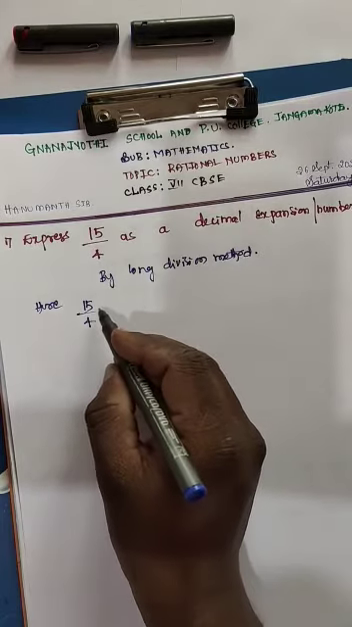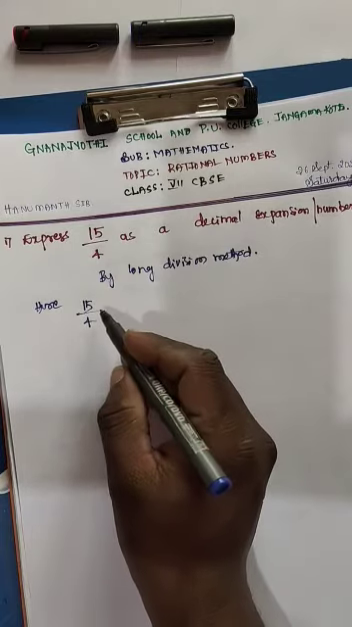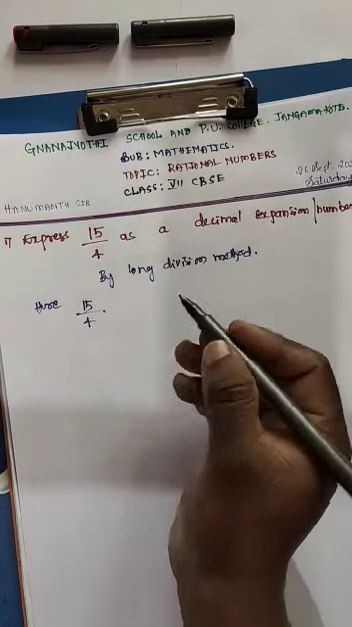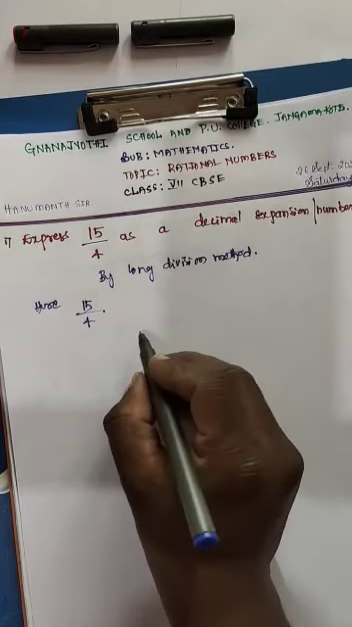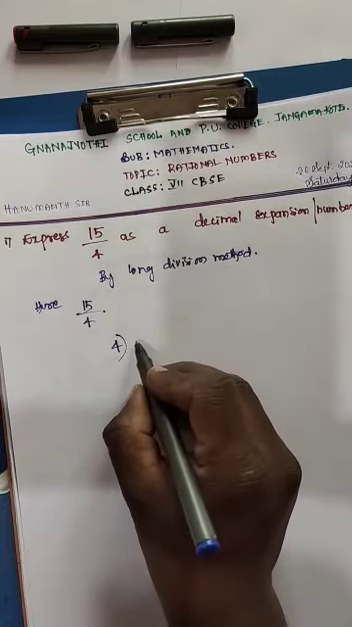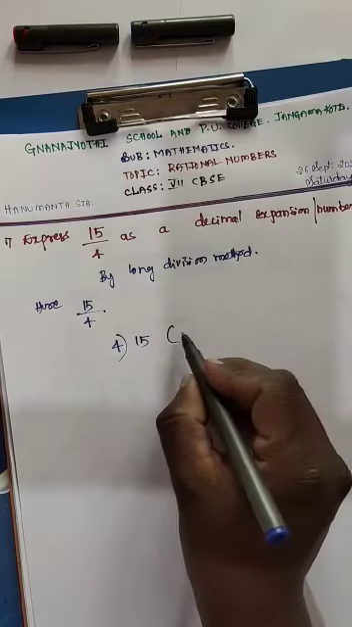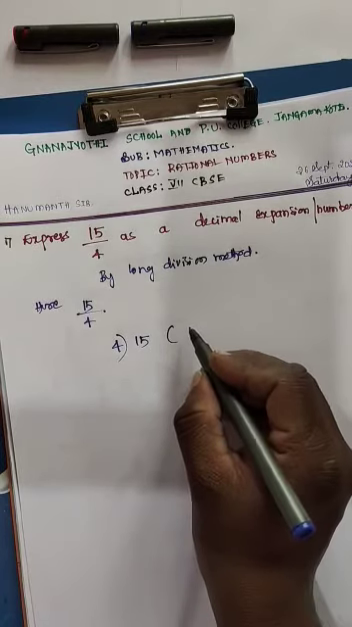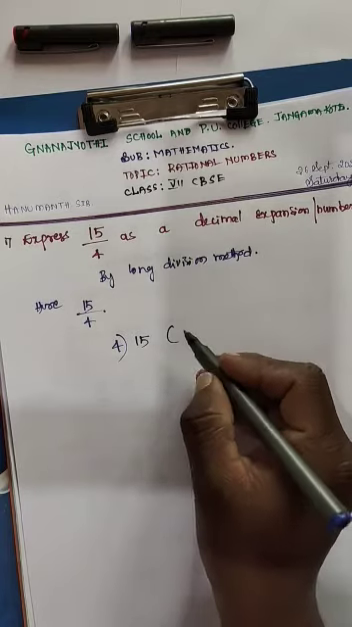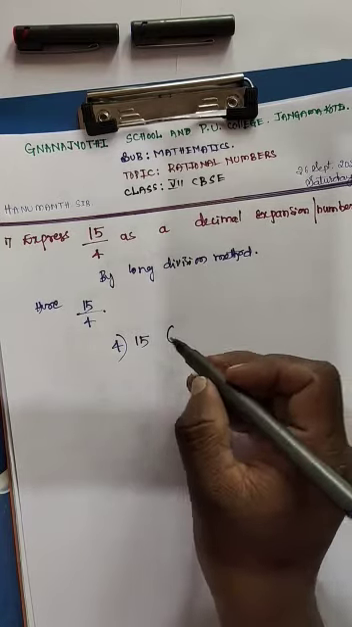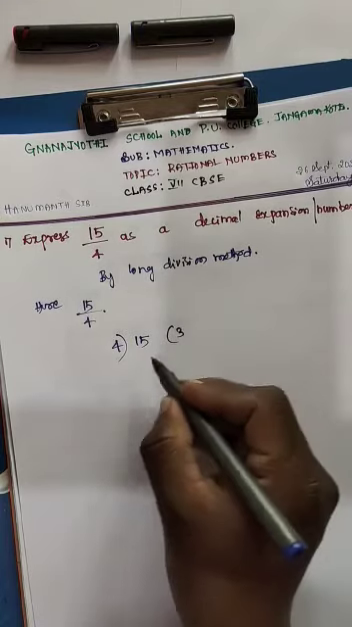Here we have 15 by 4, so 4 is the divisor and 15 is the dividend, right? So we should do it by the long division method. So 4 is the divisor and 15 is the dividend. So 4 4s are 16, by multiplication we should take. 16 is greater than 15, so we take 4 3s are 12.